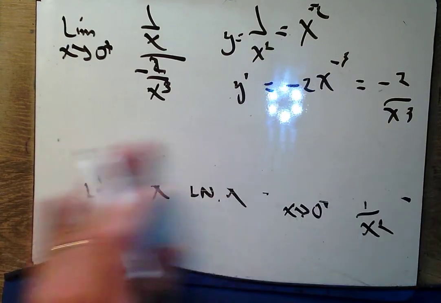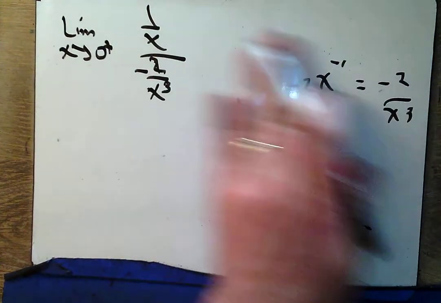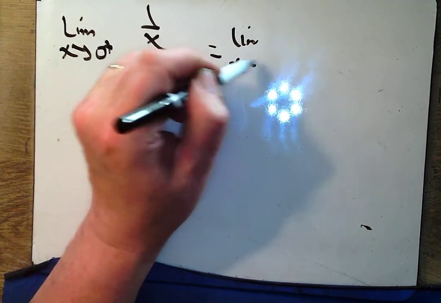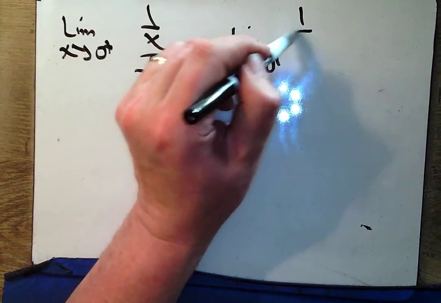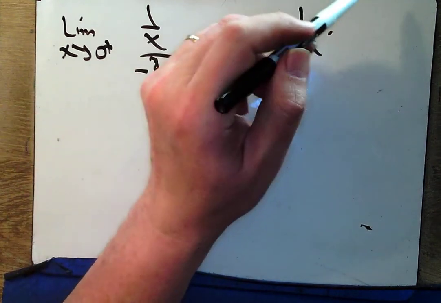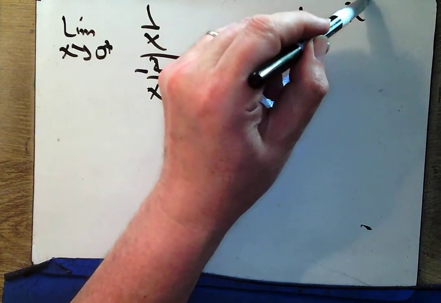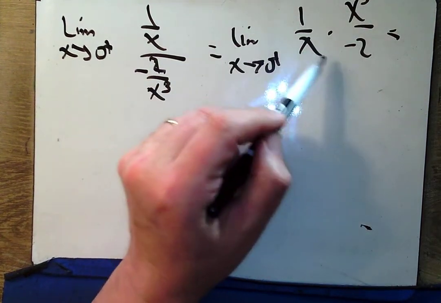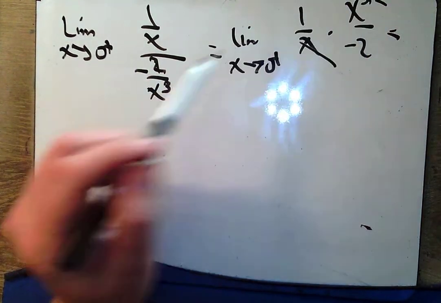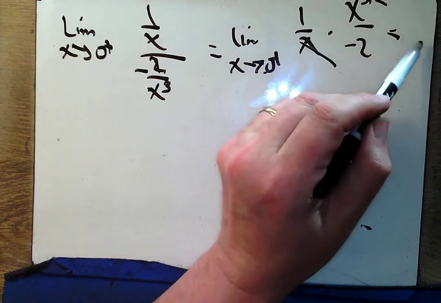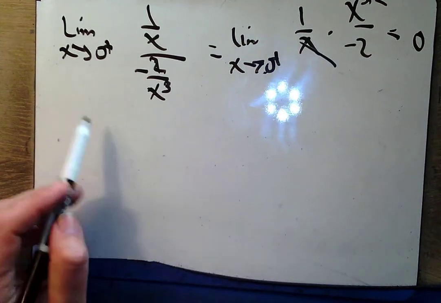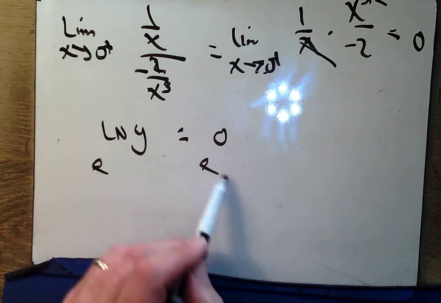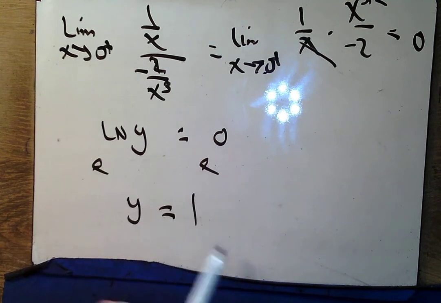Now, if we do a little flip and multiply action, we're now looking at the limit as x heads to 0 from the positive of 1 over x times x to the third over negative 2. Great. I can do some canceling here. I can plug in my 0, and I get 0. But remember, this is what the ln y is equal to. And we need to know that y is in fact 1.